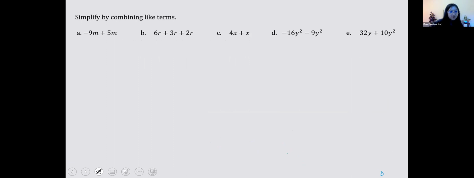Okay, now I have a few expressions, and as the directions say, I would like you to simplify by combining the like terms. Combining means you add or subtract them. I'll give you 5 minutes.